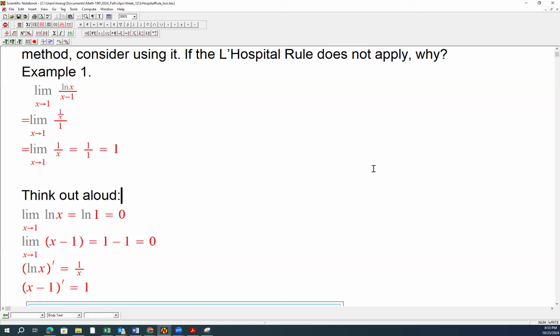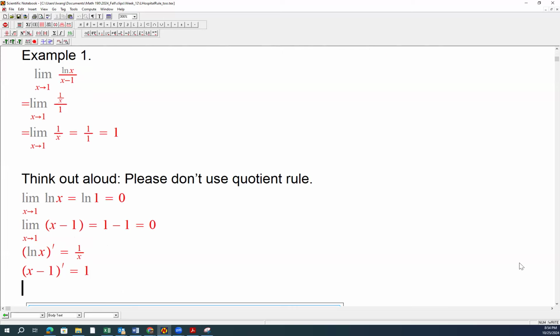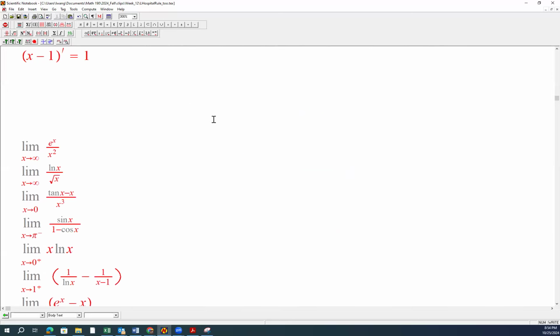Okay, I'm going to put a specific note here. Please do not use the quotient rule. If you use the quotient rule, it's completely wrong. It is the derivative of the numerator and the derivative of the denominator done separately, not the quotient rule. Okay, and this question is done. So let's look at the second question.